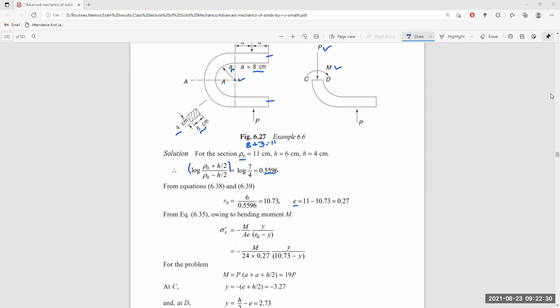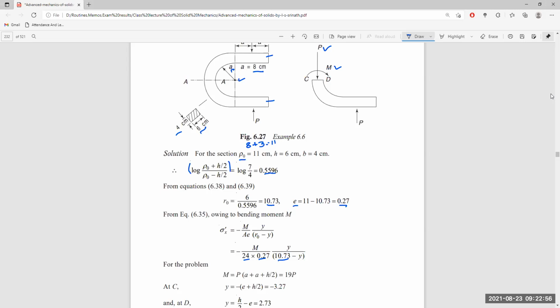And we have calculated A, which is equal to 6 into 4, that is 24. We have calculated E already, it is given here, and we have already calculated R0, which is given here. So we have unknown factors up to this moment, M and y. And what is M?